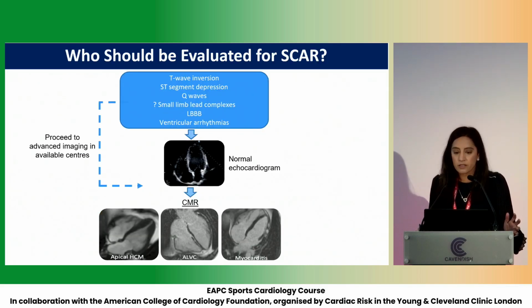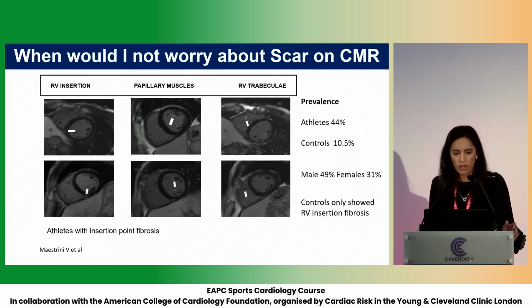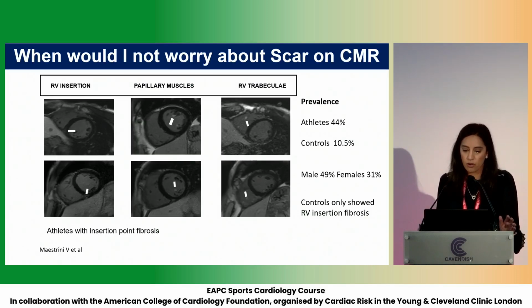Now, there will be certain situations where the echo is completely normal and the sports teams may call upon the services of the CMR unit, or you may decide to proceed directly to a CMR in your athletes who may demonstrate T-wave inversion on their ECG, ST segment depression, Q waves, possibly small limb lead complexes, left bundle branch block, and ventricular arrhythmias. When would I not worry about a scar on CMR?